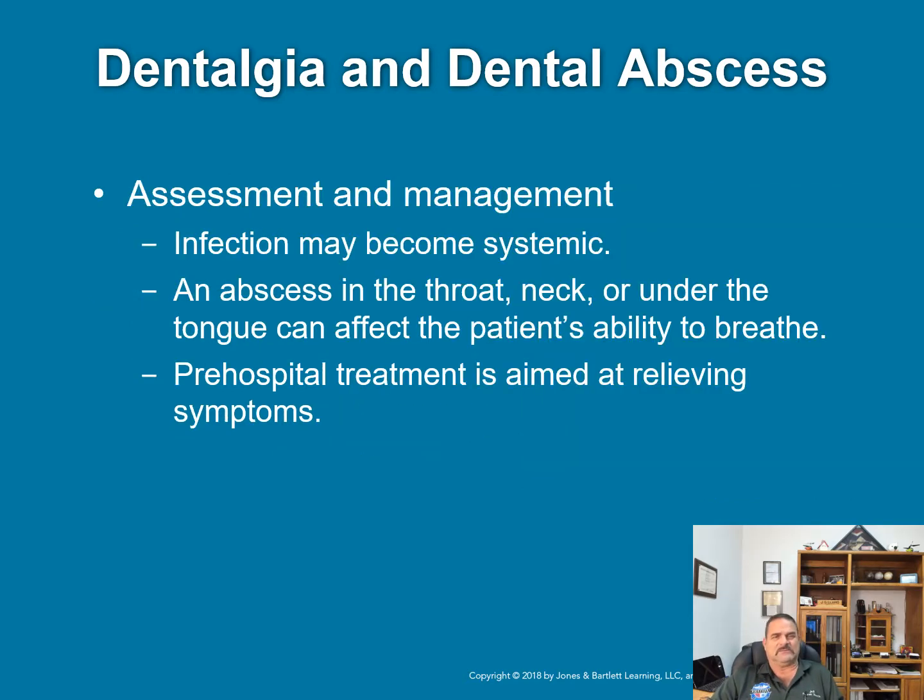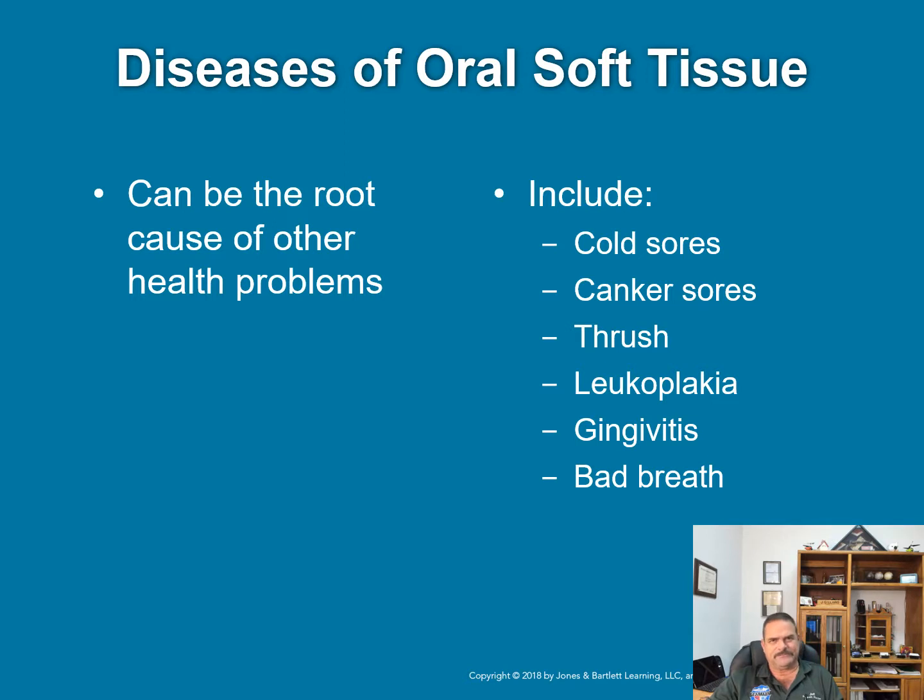Assessment management. Infection may become systemic, it may spread throughout the entire body, so early antibiotics may need to be considered. If an abscess is in the throat, neck, or under the tongue, it can affect the patient's ability to breathe, so be mindful of the airway. Pre-hospital treatment is aimed at relieving whatever symptoms they may have.